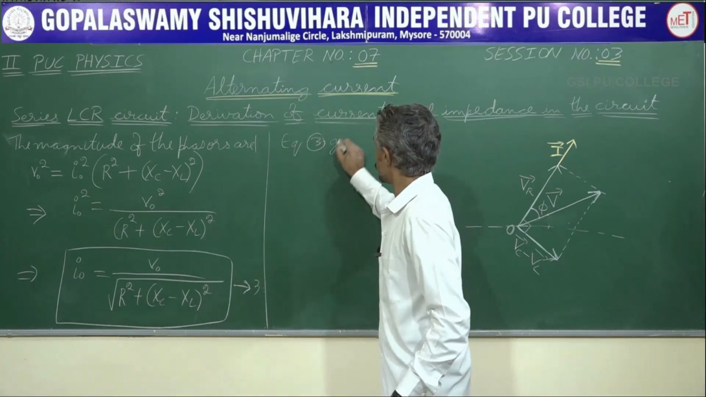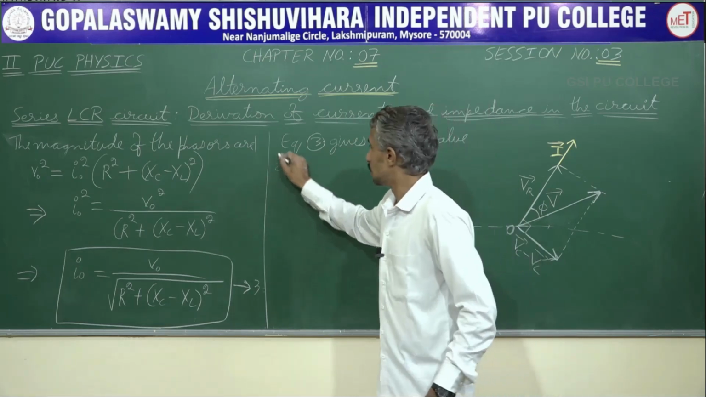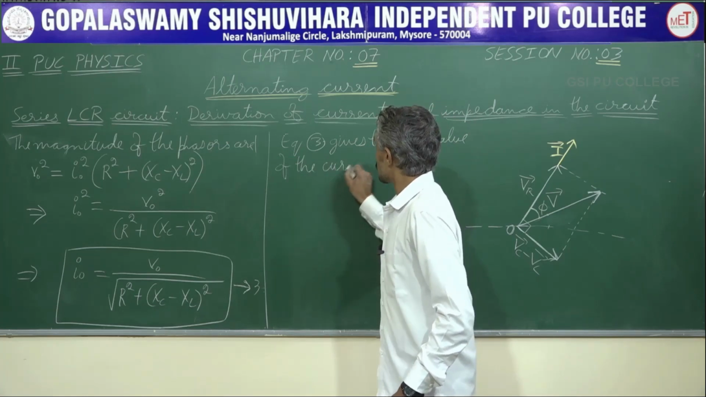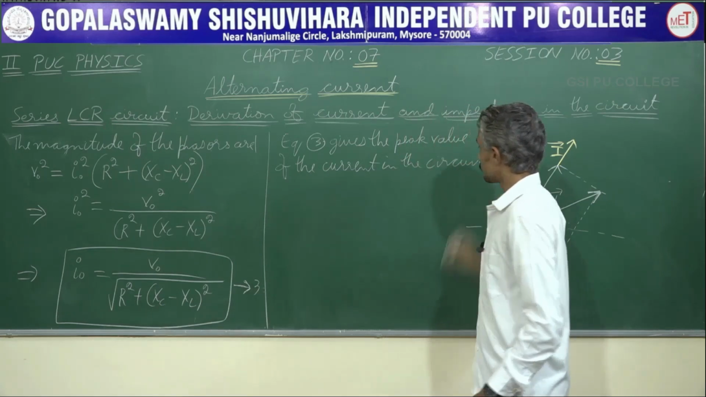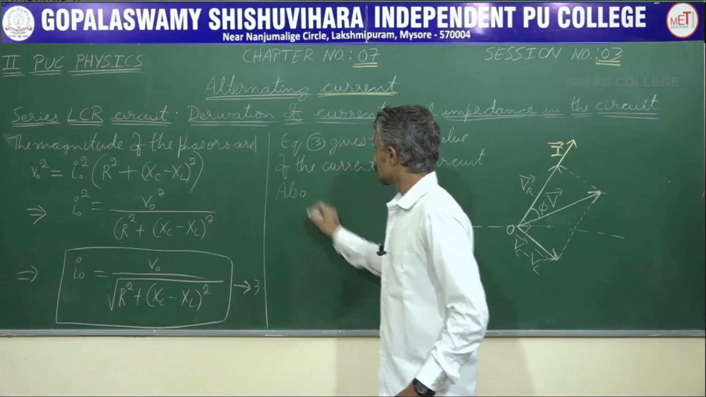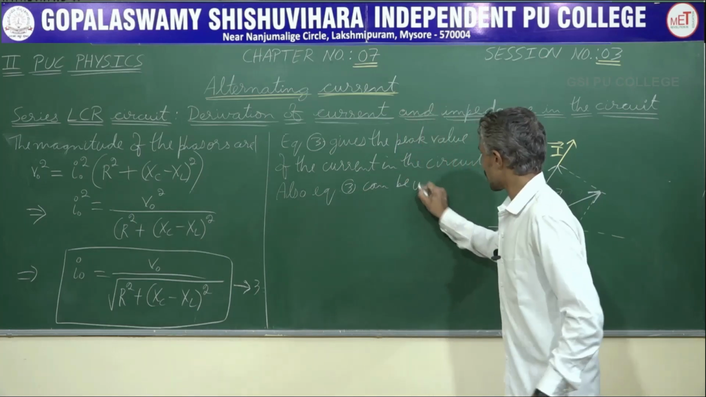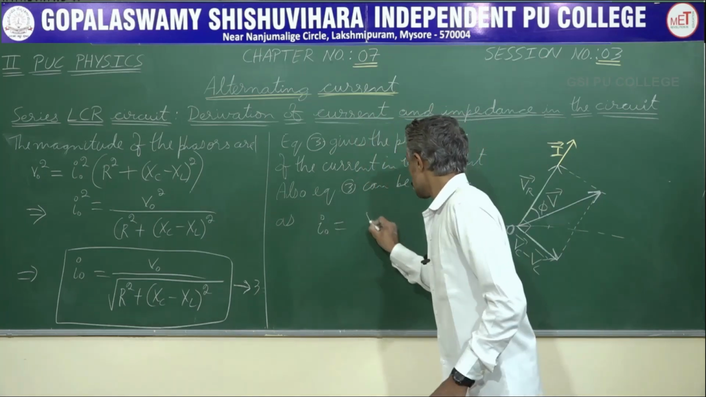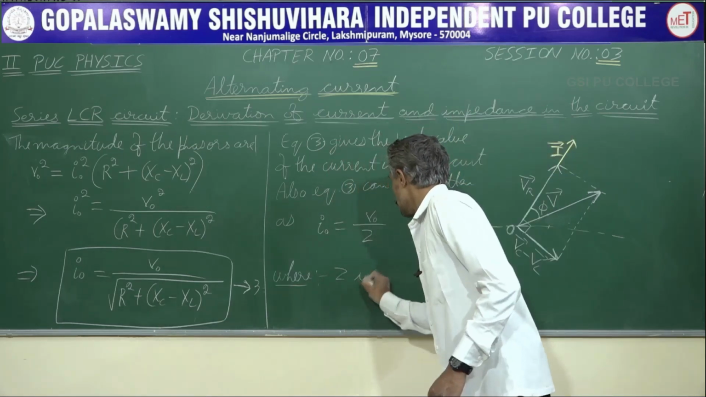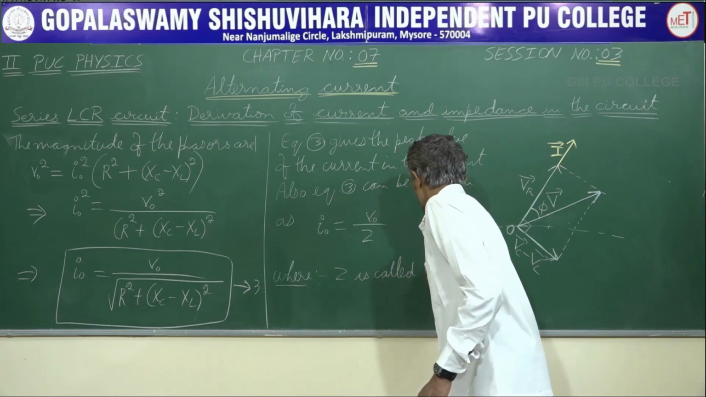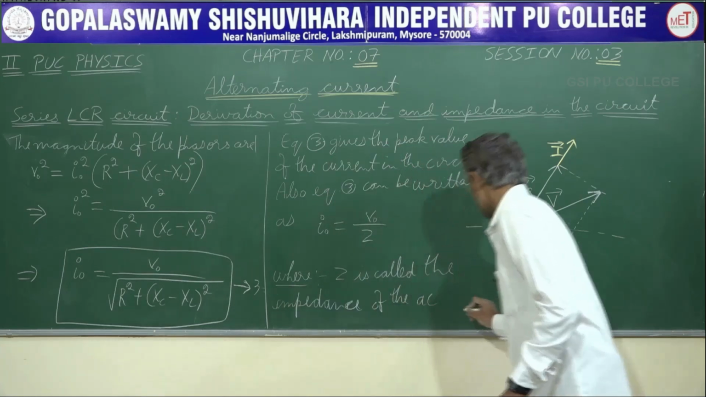Equation 3 gives the peak value of the current in the circuit. Also, equation 3 can be written as I naught is equal to V naught by Z, where Z is called the impedance of the AC circuit.